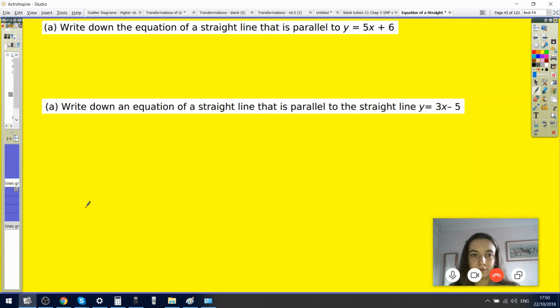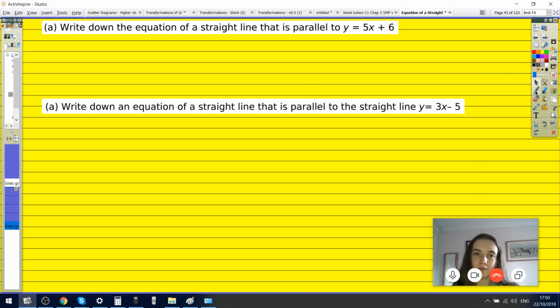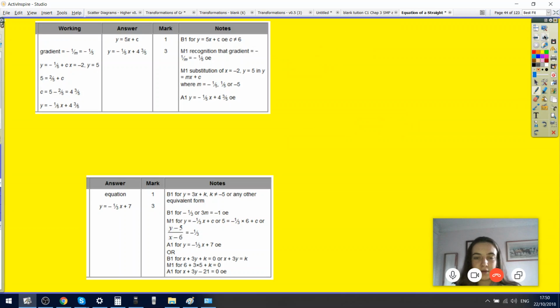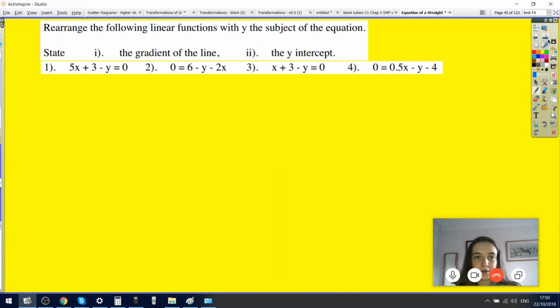Exam question. y equals 5x minus 3. And this one? y equals 3x plus 5. Great. Okay, how about these?